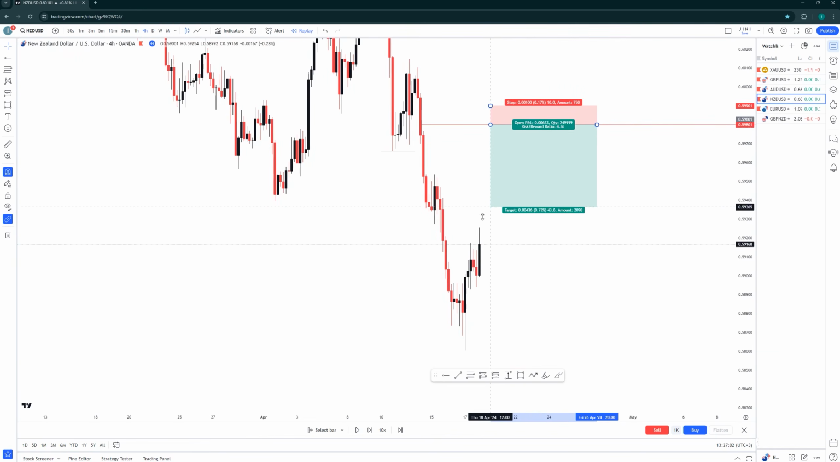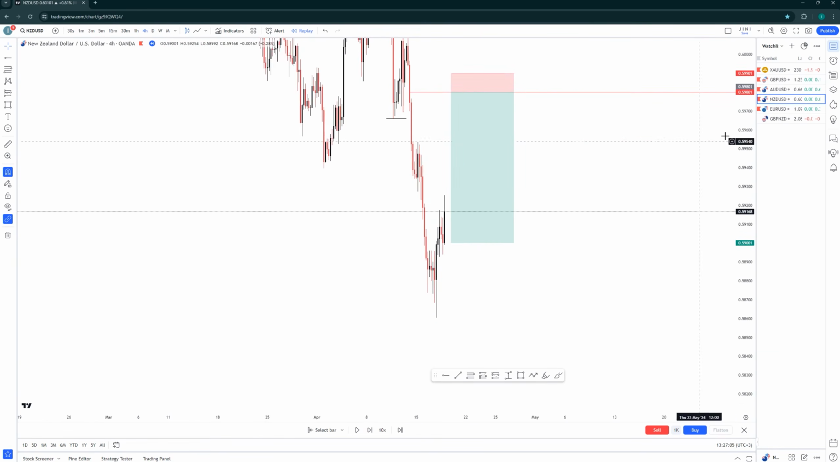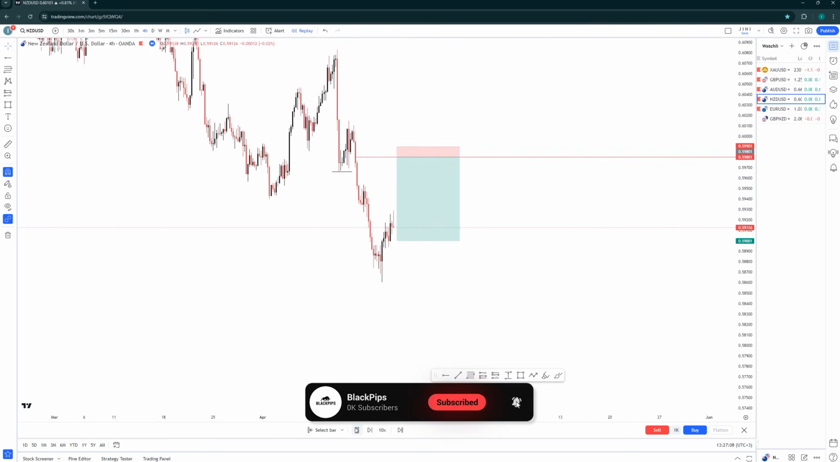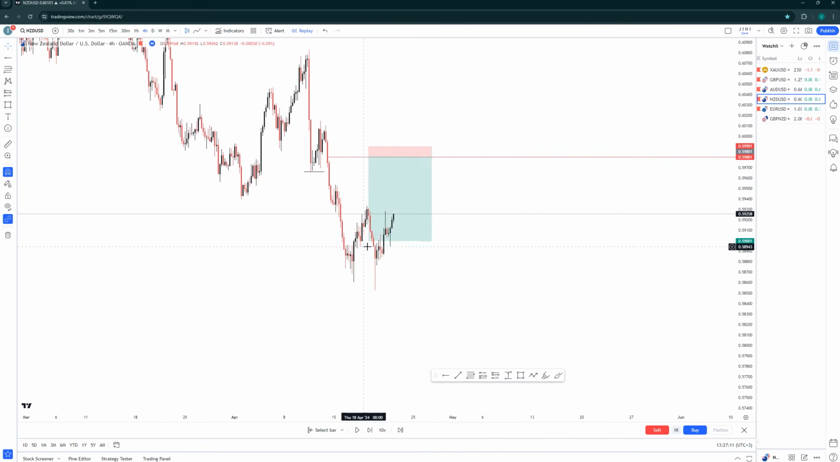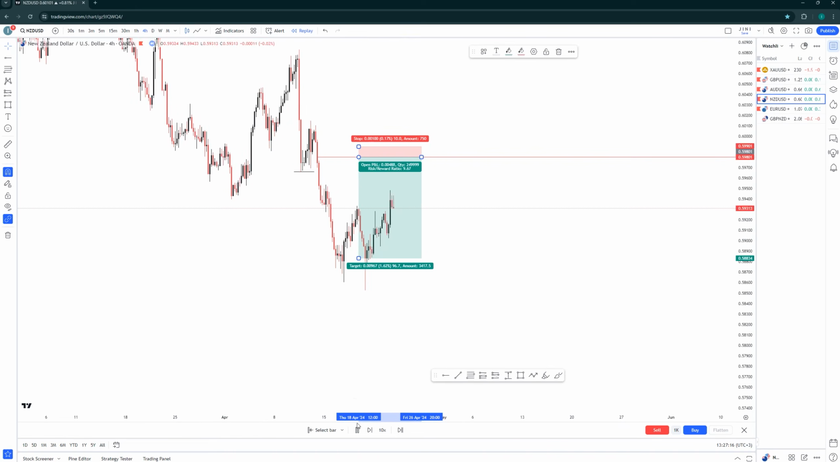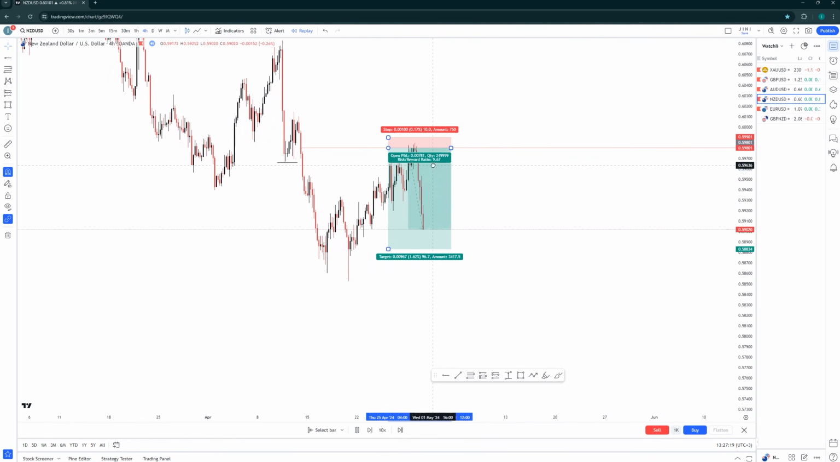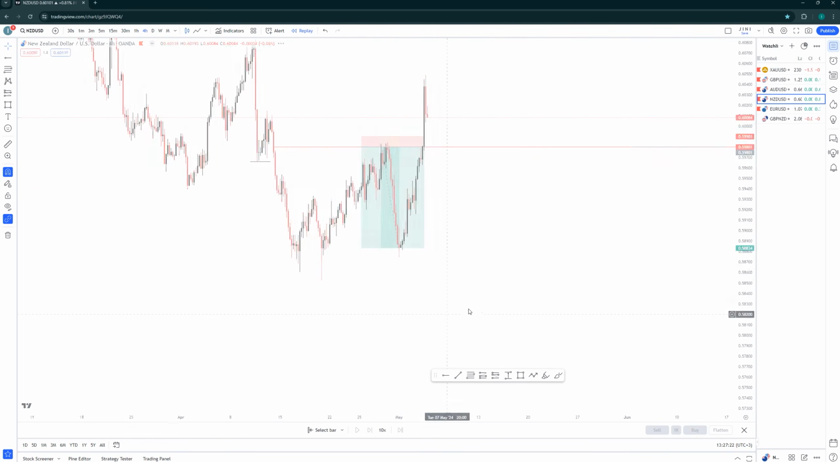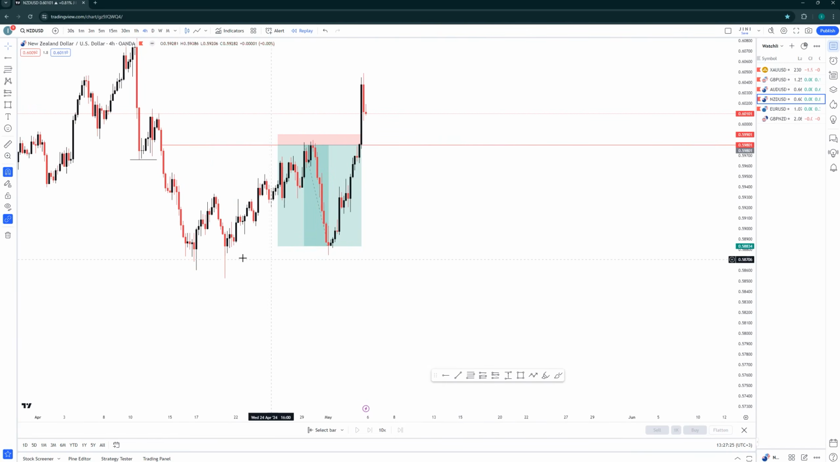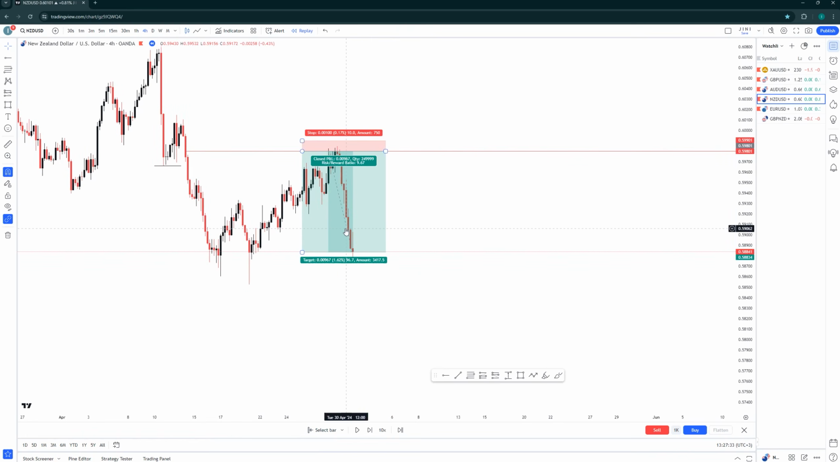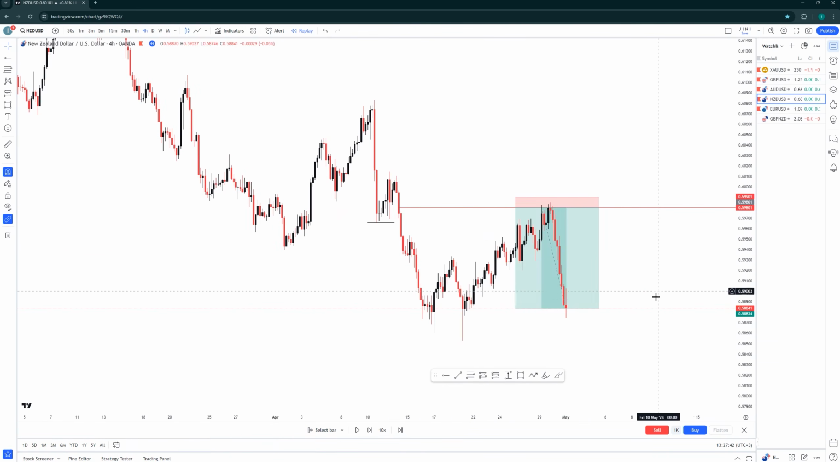Let me put it here. The first take profit will be at this point. Let's see if we had another, maybe here. Okay, sorry, our first take profit is here, as you can see. Also the market activated our take profit at this point here. So the market just took that entry and then sold about 96.7 pips.